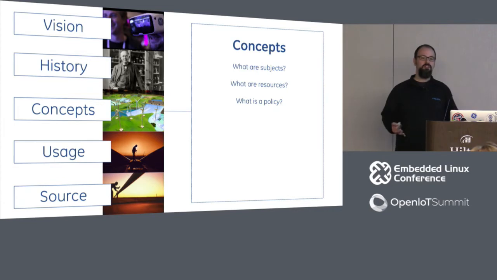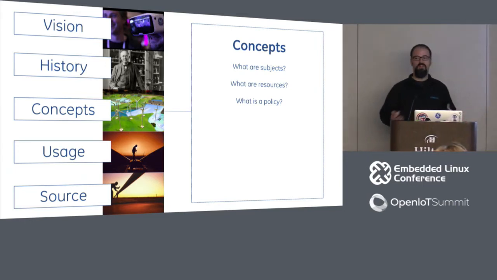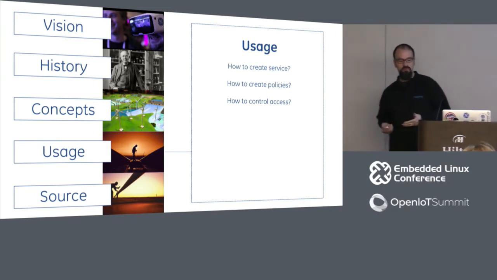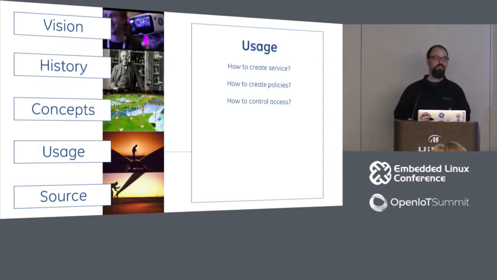So I'll go into some of that history as well. And then from an understanding of the project, some introductory concepts. What are the subjects? What are resources? What is a policy when you're dealing with access control? And so I'll dive into some of those. And then try to get a little bit more into the usage of the tool. It's a service, so how do you create that service for yourself? How do you create policies? How do you control access to an application? So we really are looking at the application layer, RESTful services, how to control access, especially in the IoT space.